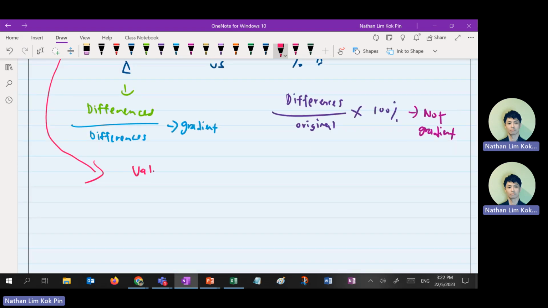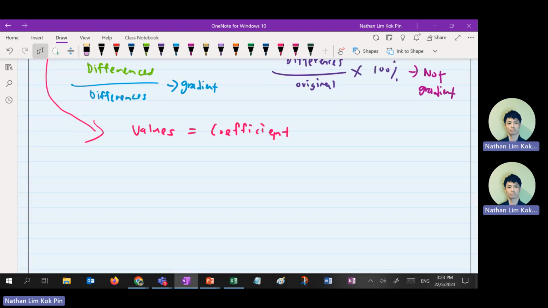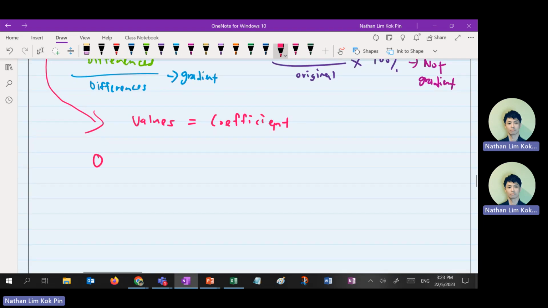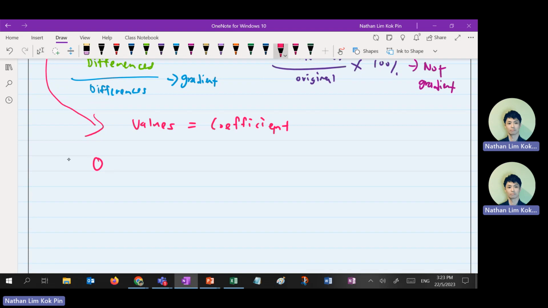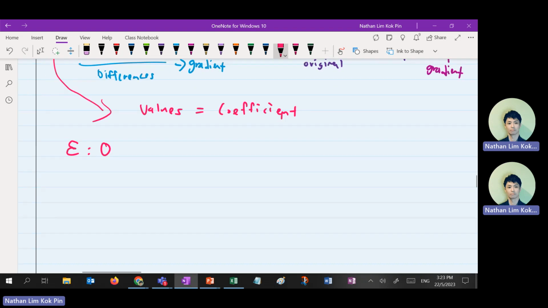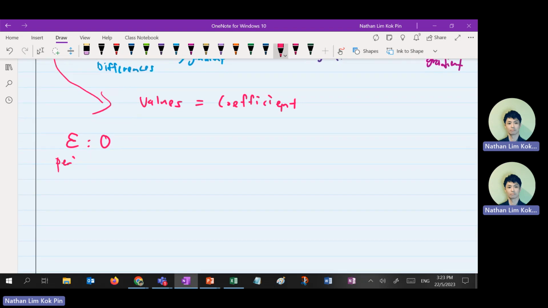Right? So 5 values, or to be more exact, we call this coefficient. Okay, how to spell coefficient? No matter. So the first one is 0. When the value is equal to 0, for the elasticity symbol, other than PED or whatever, we use epsilon to represent. For epsilon equals 0, it shows it is perfectly inelastic.